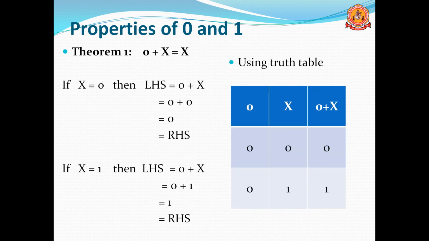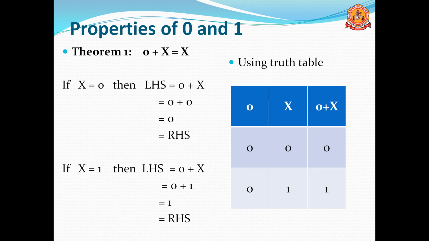Here the first one is 0 plus x equals x. If x is equal to 0, then the left hand side is 0 plus x. If x is equal to 0, x should be replaced by 0, so it is 0 plus 0. That equals 0, which is equal to the right hand side.